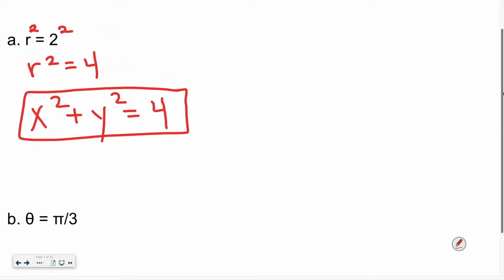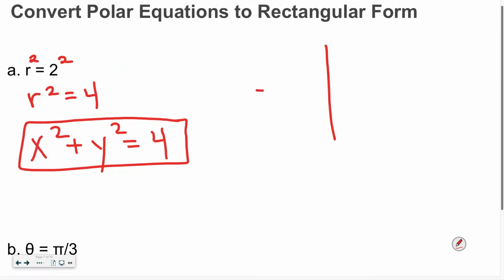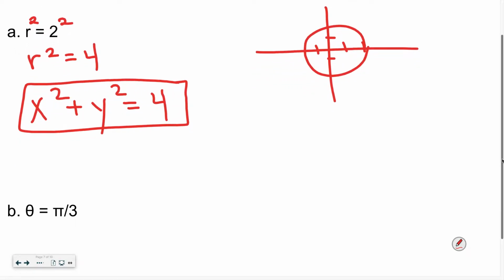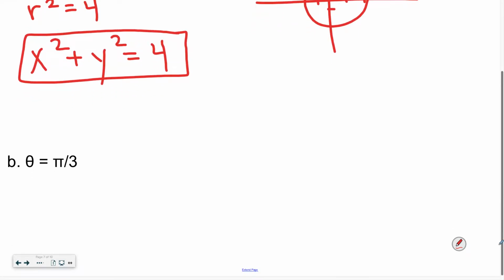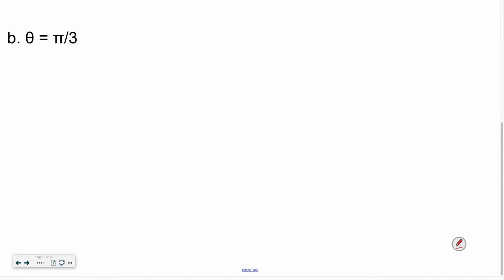Here, let's go and draw the picture too. Not the best circle I've ever drawn, but that's fine. Okay, our next one, theta equals pi over 3. It is a polar equation that I want to convert into rectangular form. Instead of theta, I want x's and y's.